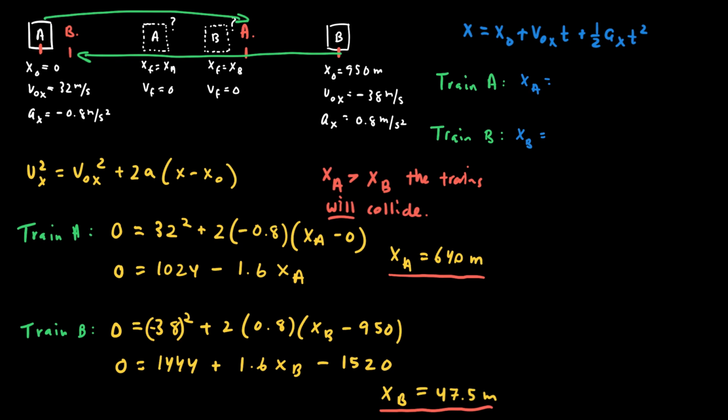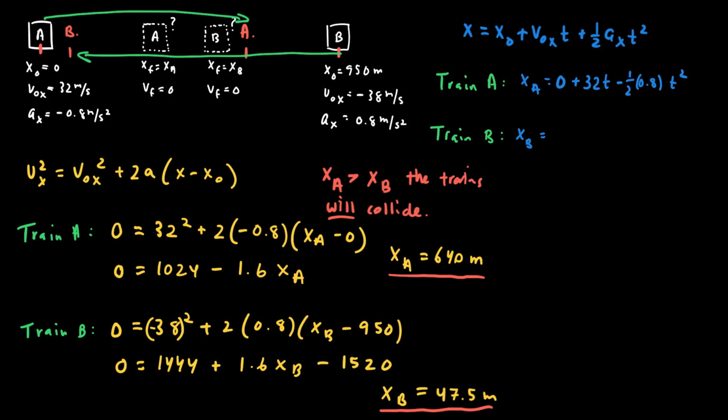And so now I need to input the information just as I did in the first case. So the initial position of train A is 0. The initial velocity of train A is 32, and it was positive, so 32t. And the acceleration of train A was negative, so I'm going to make the third term negative and write 1/2 0.8 times t squared.